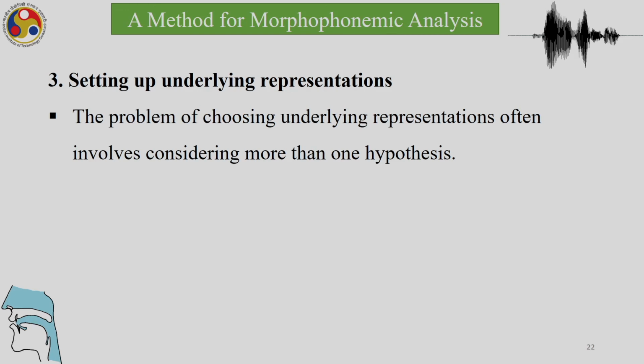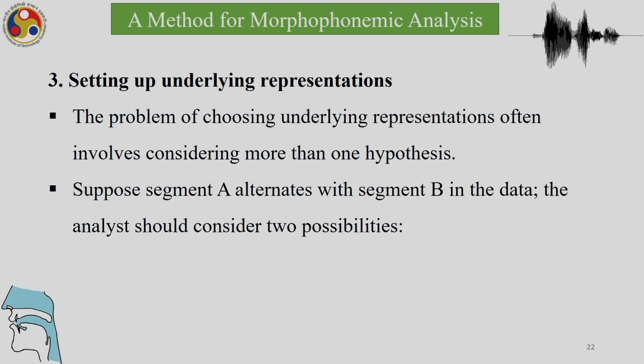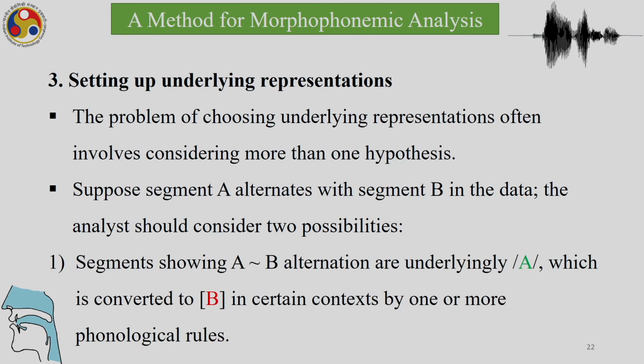And setting up underlying representations, the problem of choosing underlying representations, often involves considering more than one hypothesis. Suppose segment A alternates with segment B in the data. The analyst should consider two possibilities. The first is that segments showing A, B alternation are underlyingly A, which is converted to B in certain contexts, where the rules apply and it becomes B by one or more phonological rules.